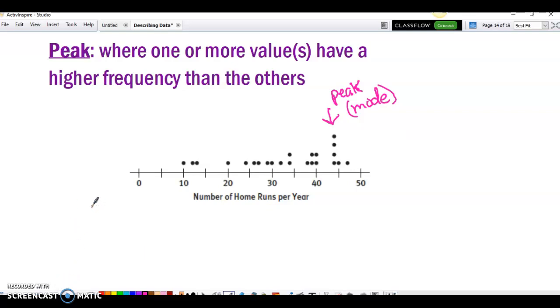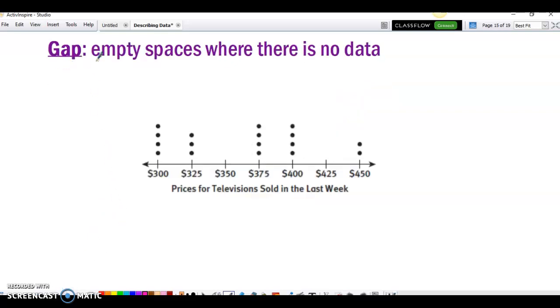Next word is a gap, and I think you know what gaps are, but on a graph, you can see that we have gaps here. Gaps are your empty spaces where there's no data. So we've got a gap right here between 325 and 375. And then we've got another gap here between 400 and 450. So a gap is where there is empty space with no data. This graph has two sections, or two gaps in it, okay?